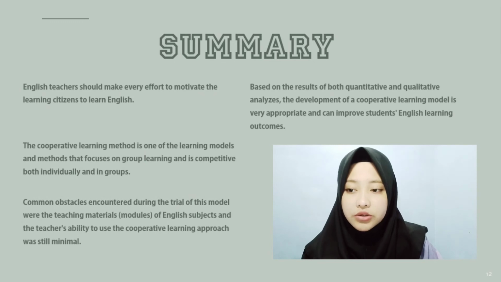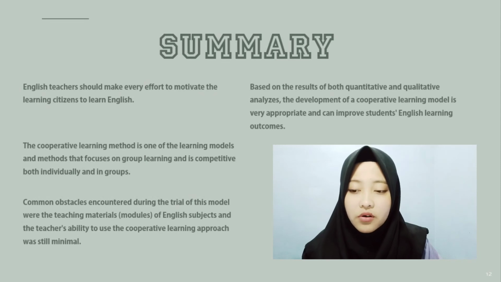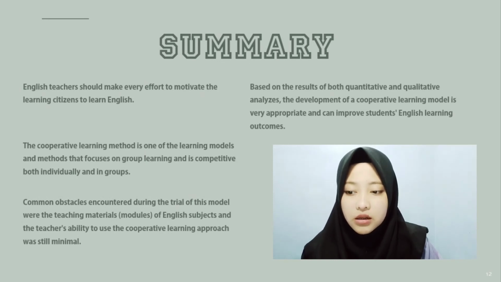Summary. 1. English teachers should make every effort to motivate the learners to learn English. 2. The cooperative learning method is one of the learning models and methods that focus on group learning and is competitive both individually and in groups. 3. Common obstacles encountered during the trial of this model were the teaching materials of the English subject and the teacher's ability to use the cooperative learning approach, which was still minimal.